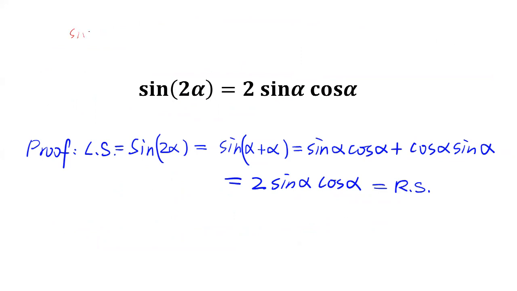right? Because we have already proved that sine of the sum of two angles is just sine the first angle and cosine the second angle plus cosine the first angle and sine the second angle, right? So sine alpha plus alpha is just sine alpha cosine alpha plus cosine alpha sine alpha. You understand? And this can be merged to twice of sine alpha cosine alpha, which is exactly the right side, right? So in this way, we have proved that this expression is also a trigonometric identity.